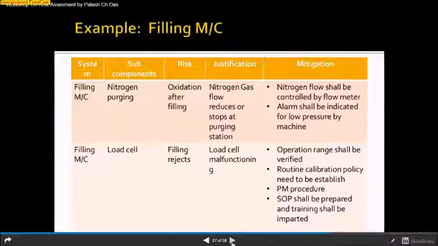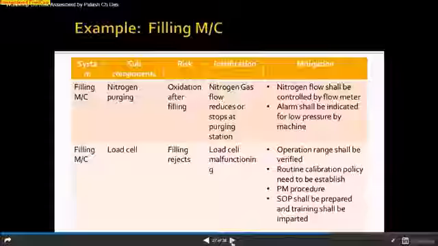Next is the depyrogenation tunnel. This tunnel is used for depyrogenation and sterilization. When the vials are washed, they move through the tunnel and go to the filling machine. So two components we are talking about. One is the conveyor.